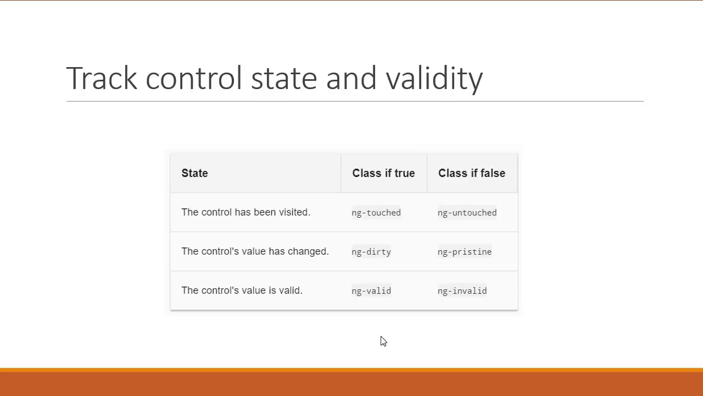And the final pair of classes is concerned with the validity of the form control. If the form control's value is valid, ngValid class is applied. If not, ngInvalid is applied. For example, if an input field contains the required attribute, it implies that a value has to be entered. If a value is missing, ngInvalid class is applied. And when a value is entered, ngValid class is going to be applied. So let's take a look at these classes in our enrollment form.